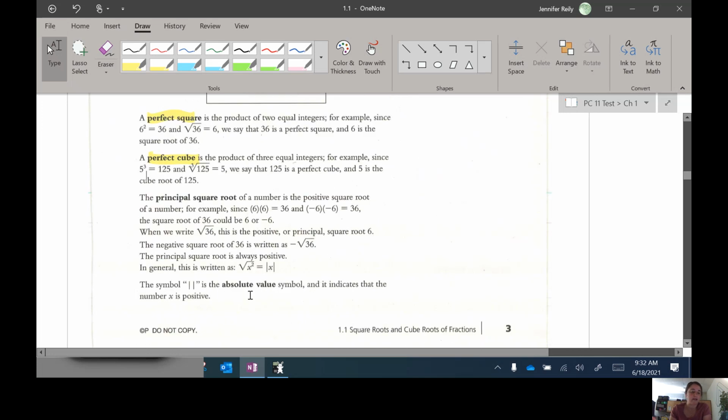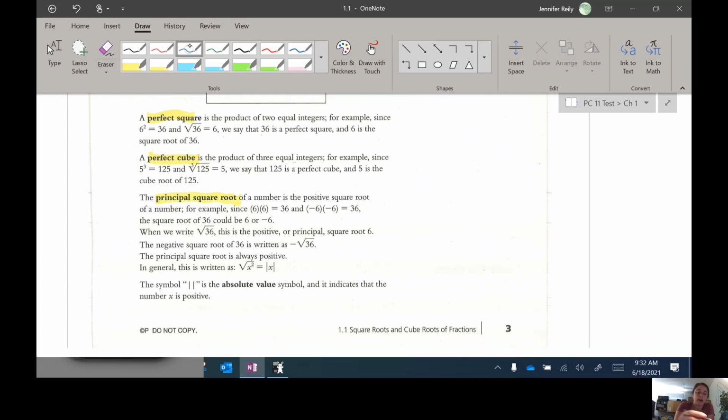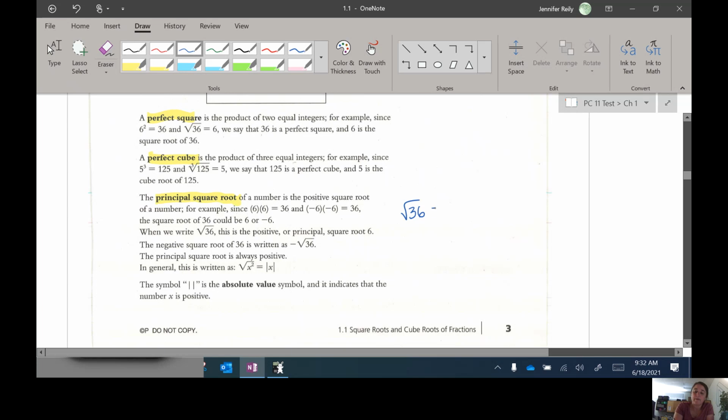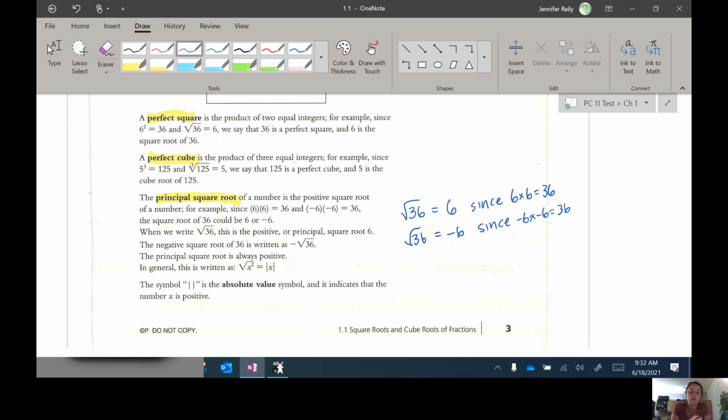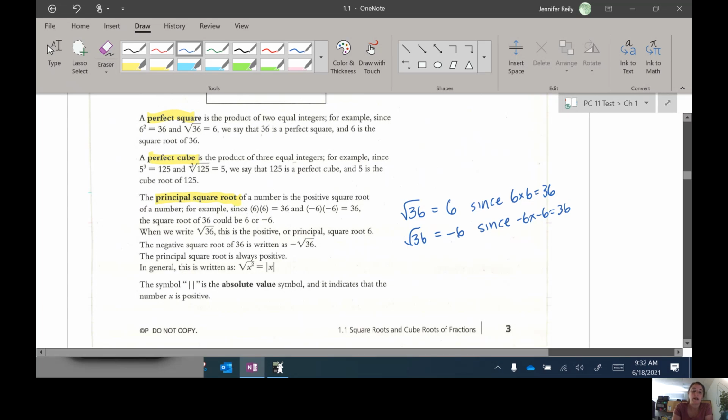Okay, and then the last little note I'll make here is something called the principal square root. Because technically, if you're looking at the square root of 36, you could say it's 6 because 6 times 6 is 36. But you could also say it's -6 since -6 times -6 equals 36. But we always use the positive answer. So that's what's called the principal square root. So technically both of those answers are correct, but we always use the positive answer when we're answering our square roots.